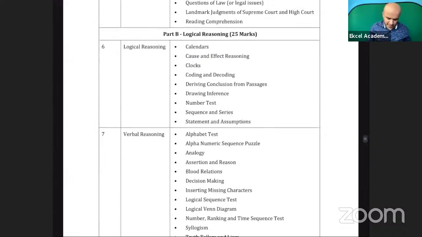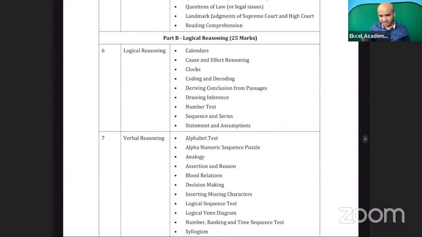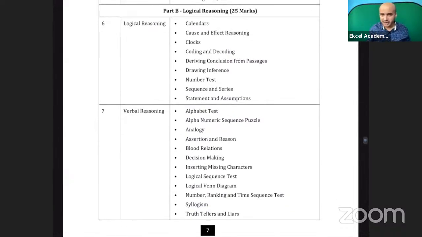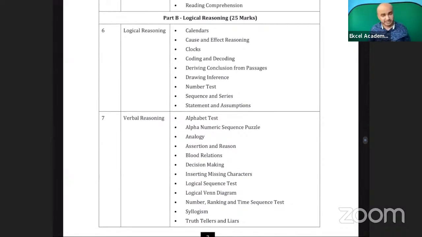Anyway, starting with logical reasoning itself, they have divided it into 3 different parts: logical reasoning, verbal reasoning, and non-verbal reasoning. And in logical reasoning, we have various subtopics like calendars, one of the most interesting topics and very easy to understand. Cause and effect reasoning, why something happens, what might be the cause for that. All this, fortunately, has got to do only with logic.